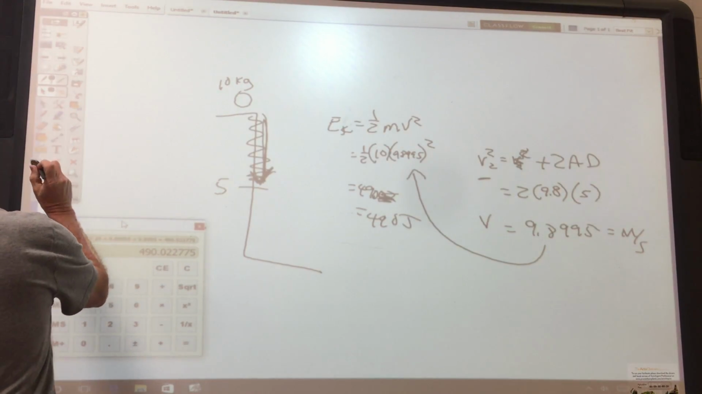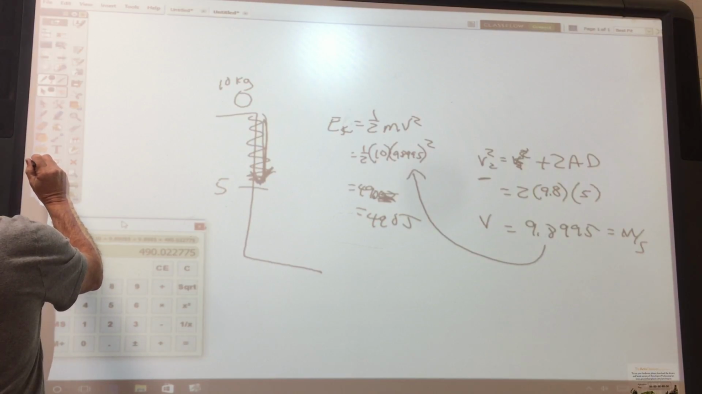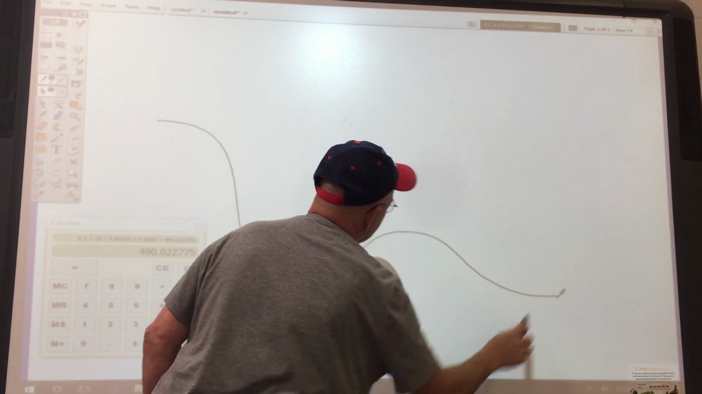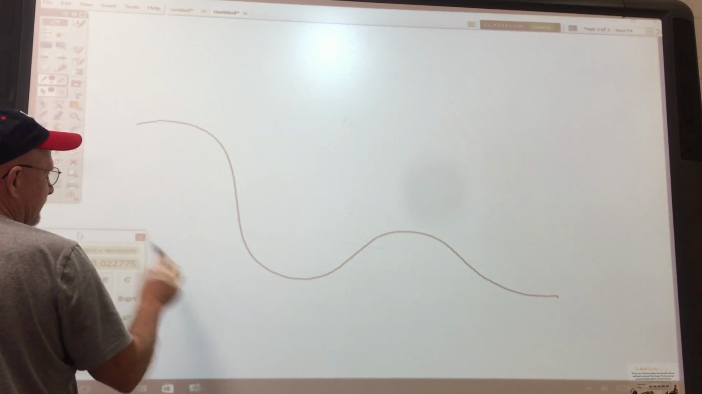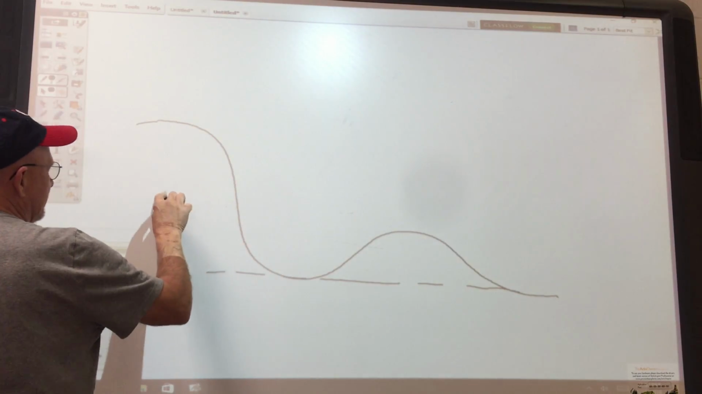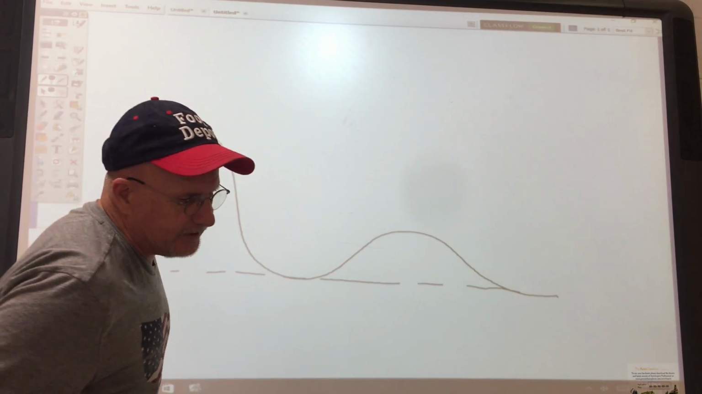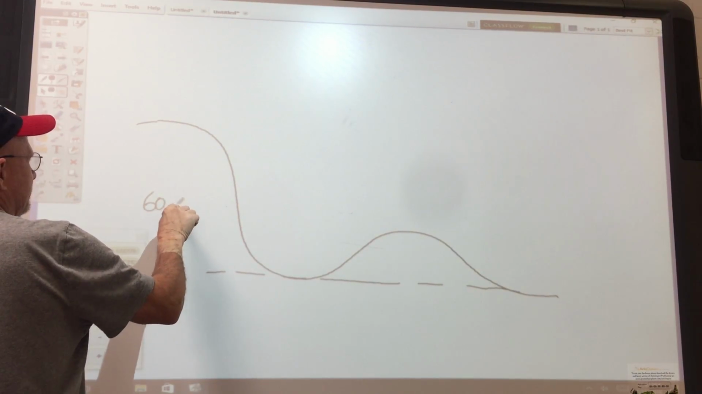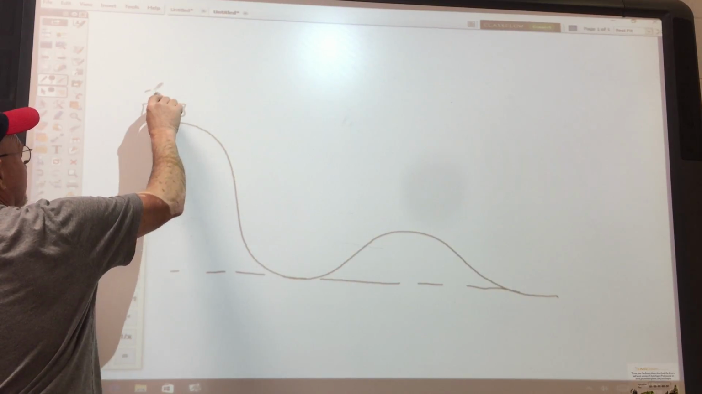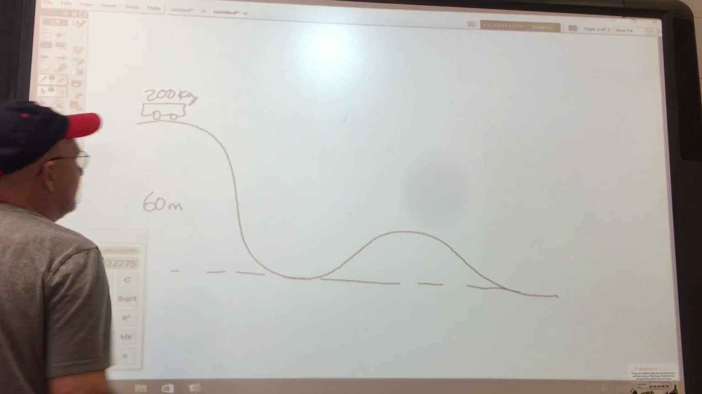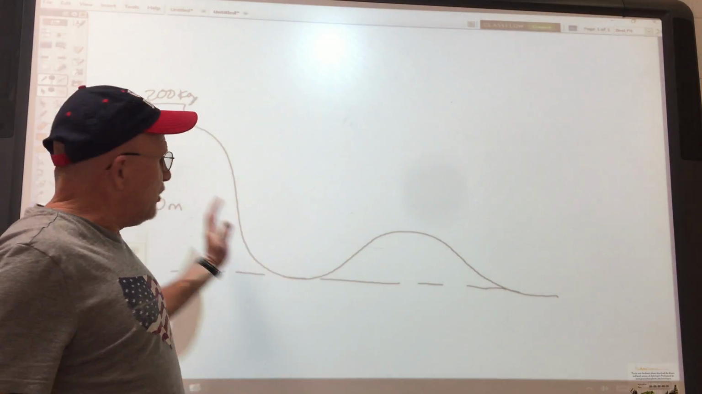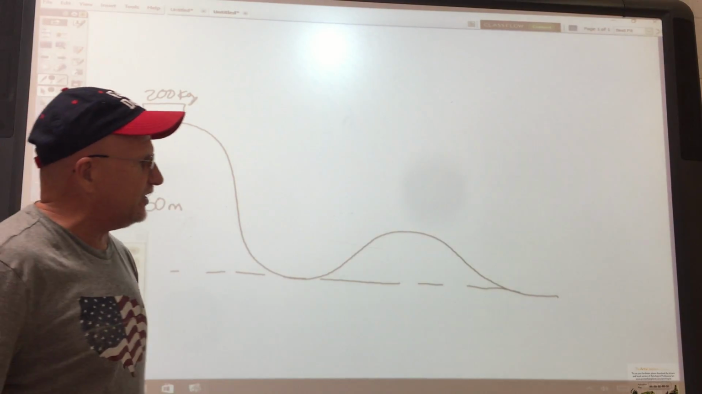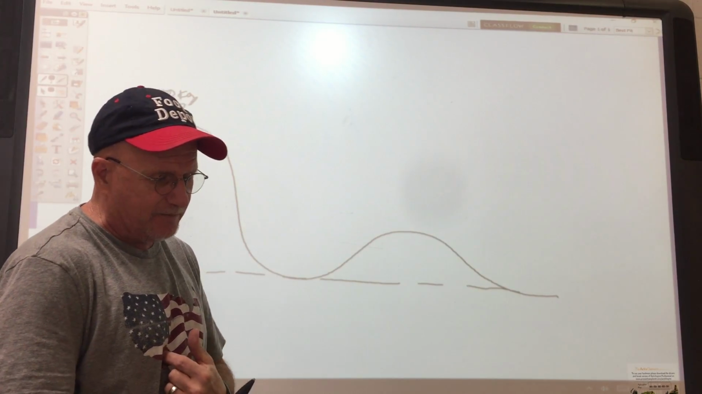There's an example of this kind of problem that we often see in terms of a roller coaster. Here's your ground level, and right here, this hill is, let's pick some numbers, 60 meters high. You have a roller coaster that's 200 kilograms. What you have to keep in mind is that there is no friction on this thing. That's the first key. We're dealing in a non-friction environment right here.